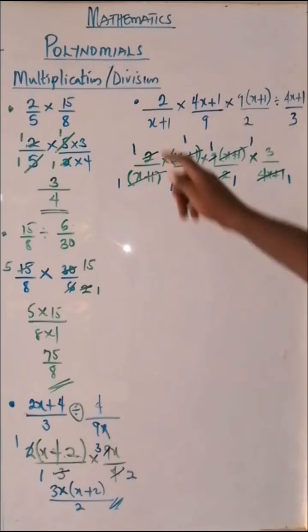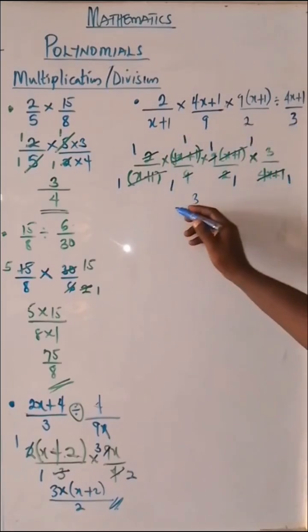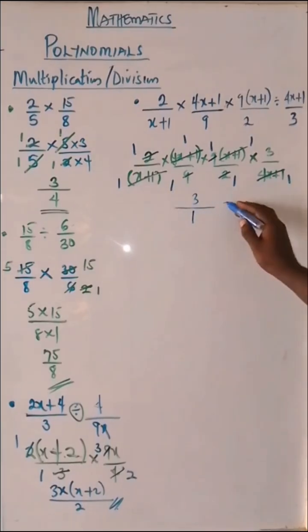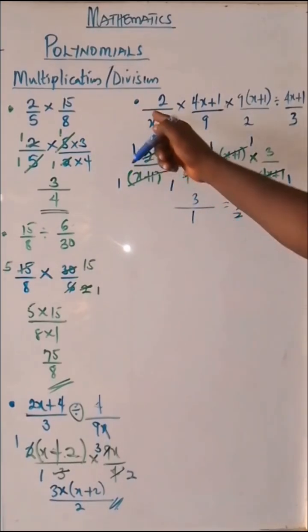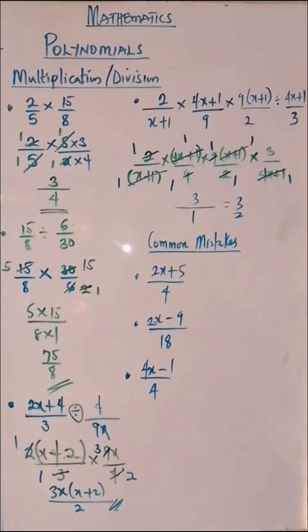So what I have upstairs, 1 times 1 times 1 times 1 times 3, that is 3. Over 1 times 1 times 1 times 1, that is 1. So what is the final answer? 3. So as complex as this is, the answer is just 3 straight. Do not panic. Now, before we end the lecture, let's take common mistakes.